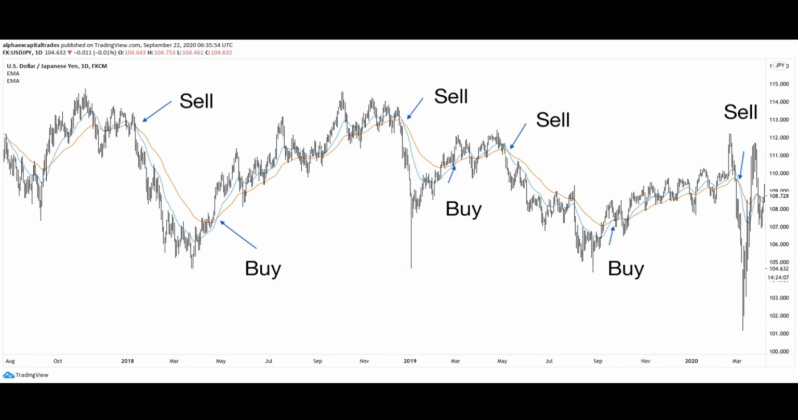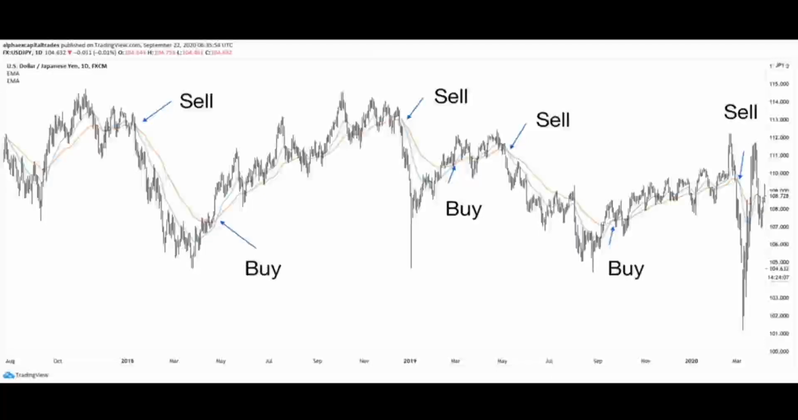Moving averages can be used in various ways to help traders identify trends, support and resistance levels, and potential entry and exit points. For example, when the price of an asset is trading above its moving average, it is considered to be in an uptrend. On the other hand, when the price is trading below its moving average, it is considered to be in a downtrend.